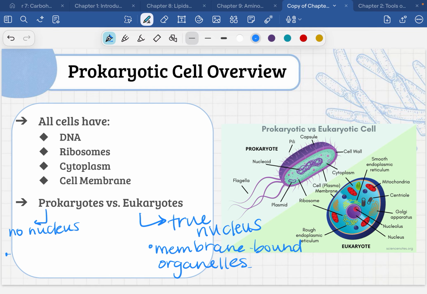Okay? So those are the main things, those are the 4 things that all cells have, and those are the big differences between a prokaryote and a eukaryote. We are going to talk about a few more, but those are the big ones.